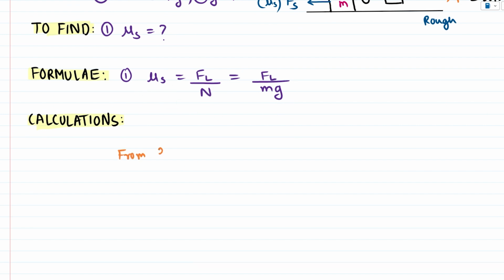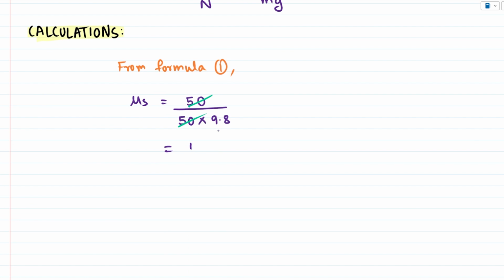So in calculation, I say from formula 1, we get the value for the coefficient. So from formula 1, I can say mu s is equal to the value of FL, which is 50 Newton, divided by the mass ka value, that is 50 kilograms, into 9.8 as well. And now if we were to solve this further, first things first, what we can do is we can cancel out 50 and 50 from the numerator and the denominator, and now we are left with the term 1 divided by 9.8.